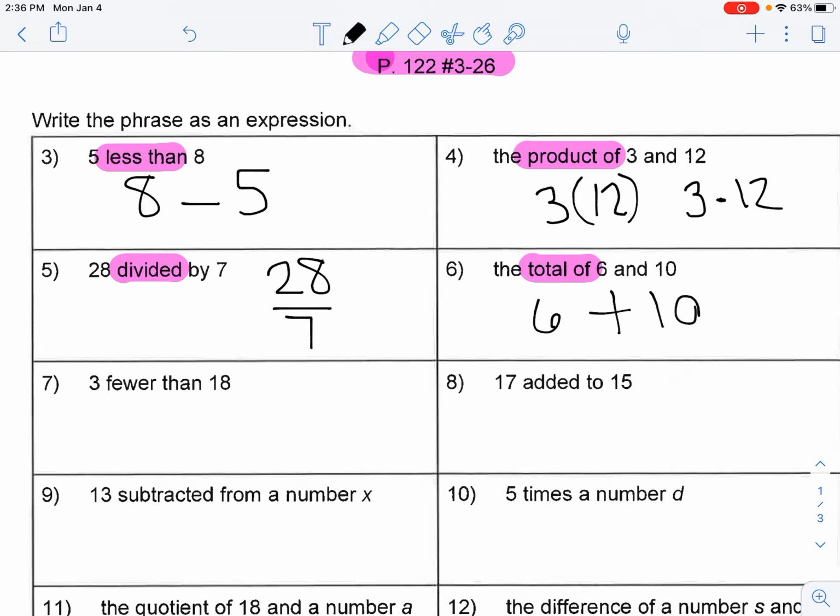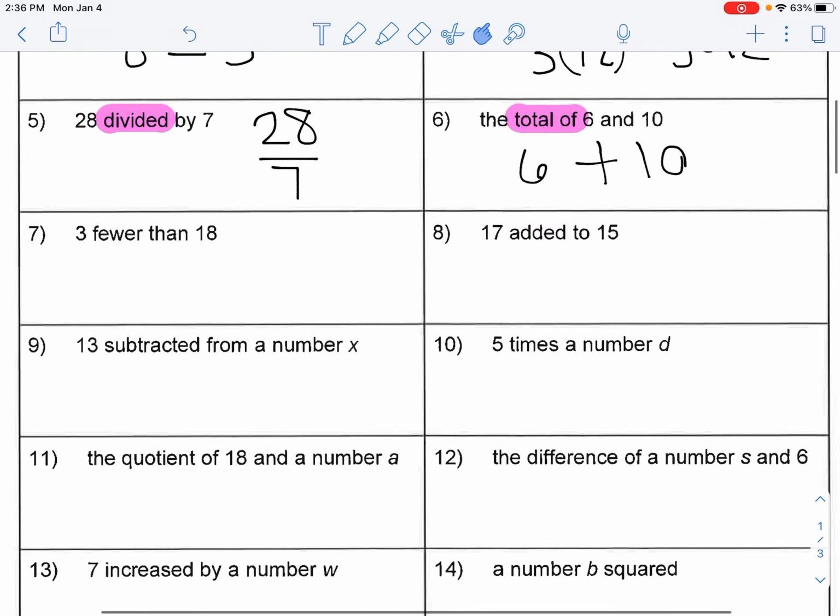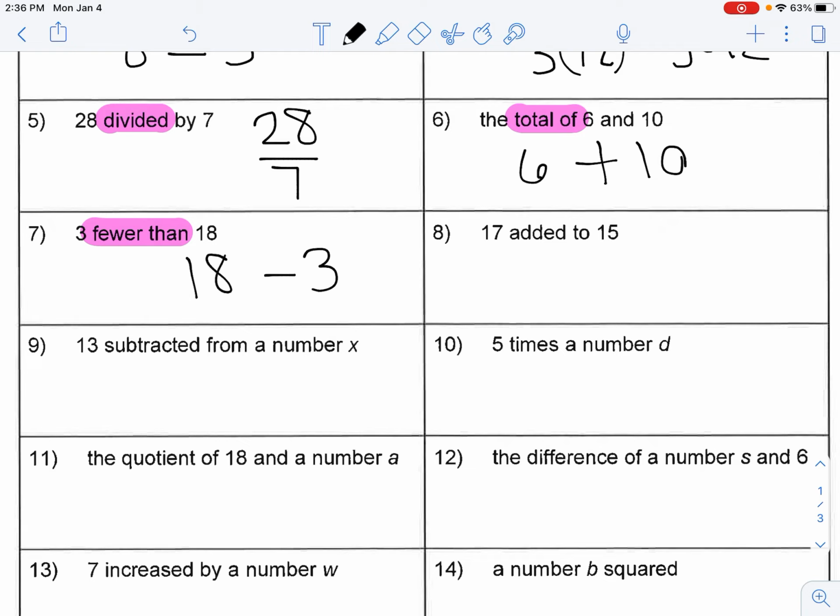So make sure you're copying all of this onto your page, and you're going to submit this for me when you're finished. 3 fewer than 18. Fewer than is a clue word for subtraction. Again, think very carefully about how this one is worded. 3 fewer than 18 means you're starting with 18 and you're taking 3 away from it. So that one would be 18 minus 3.